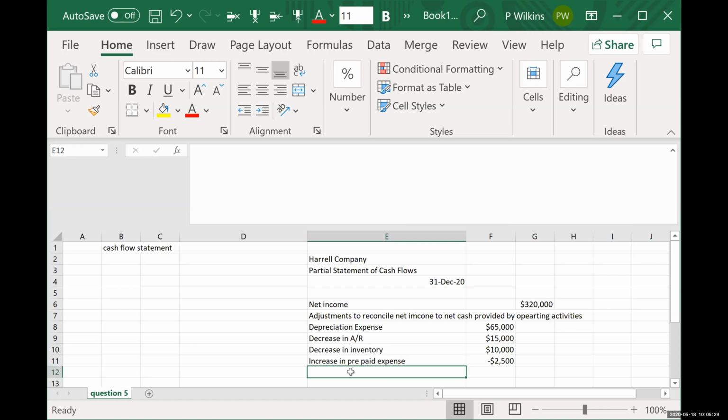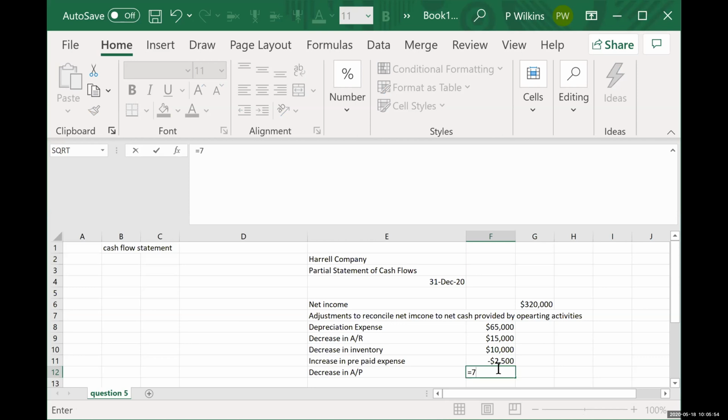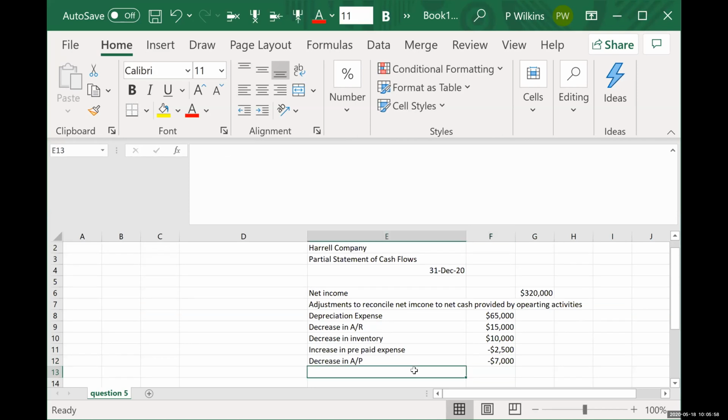So now we're going to go to the liabilities, and the first liability, any payable. So we have accounts payable. Accounts payable went from $18,000 to $11,000. So there was a $7,000 decrease in accounts payable. And the rule says that when it's a decrease in the liability, you subtract. And so the difference in the accounts payable was $7,000. So we're going to subtract $7,000.